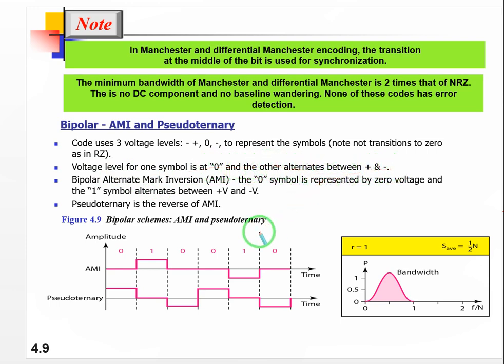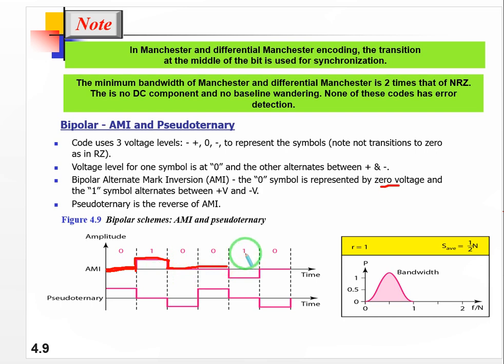In bipolar alternate mark inversion, or AMI, the 0 symbol is represented by 0 voltage, and the 1 symbol alternates between plus and minus. Initially 0 is represented by 0 voltage, then we have a 1, and the first 1 is represented by a positive value. Then we have a 0, which is 0 voltage.